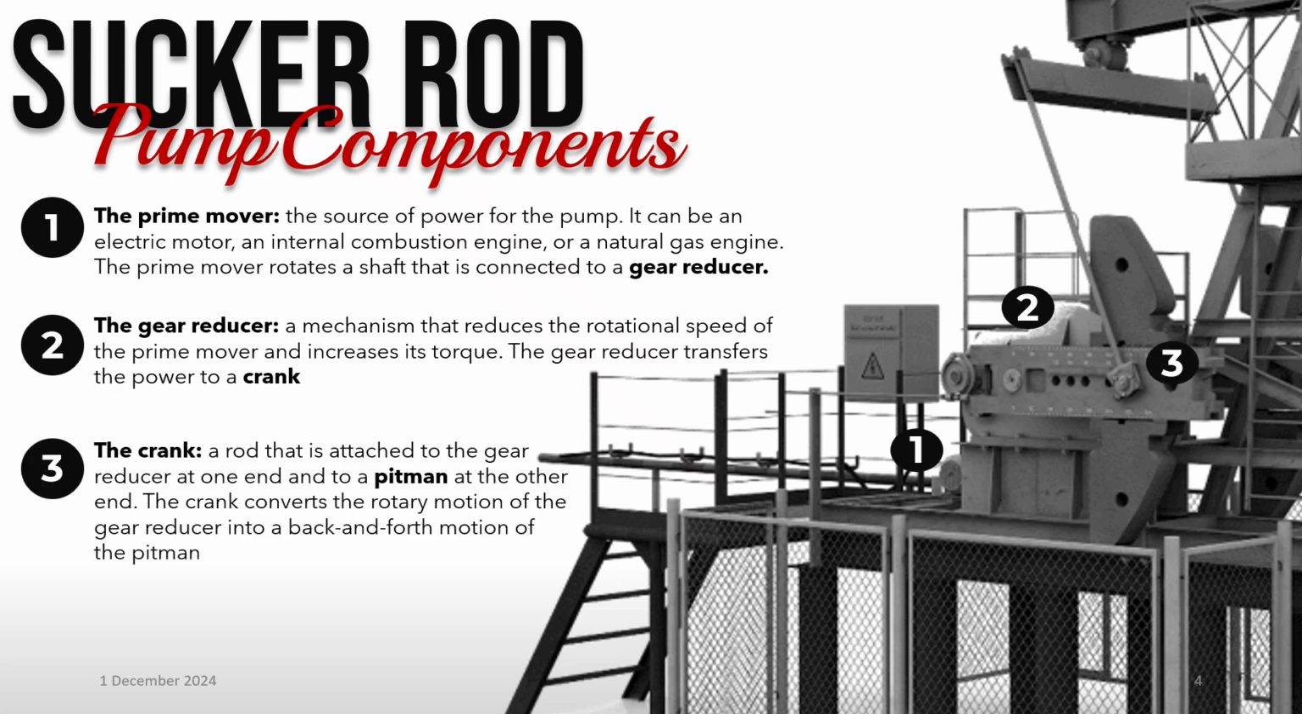The crank is a crucial link in the system. It is a rod attached to the gear reducer at one end and to the pitman at the other. The crank's role is to convert the continuous rotary motion supplied by the gear reducer into the reciprocating, back and forth motion required to operate the pump. This conversion is fundamental to the up and down movement of the sucker rods.